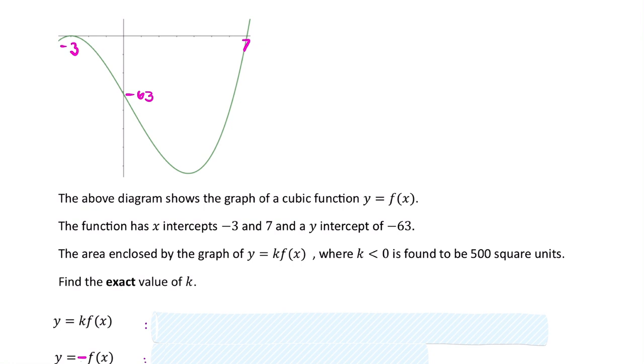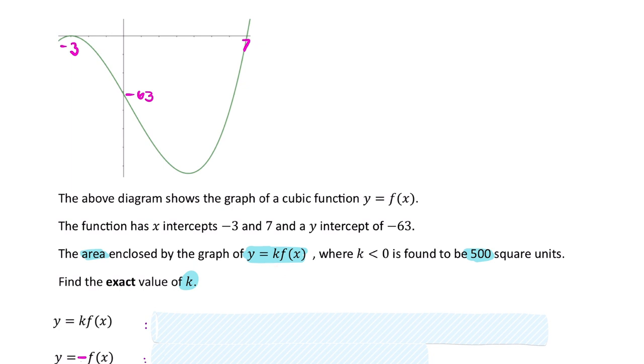And we're then told that the area enclosed by the graph y equals k multiplied by f of x is 500. And they want us to find the value of k. So before we do anything, we're going to have to try to find f of x, or try to estimate f of x from the given intercepts. Then we'll look at the effect that multiplying by k has.